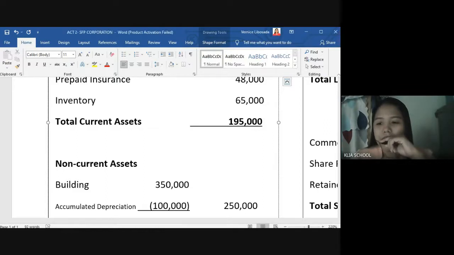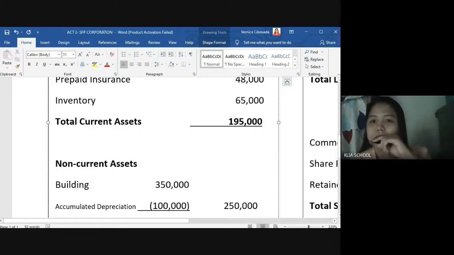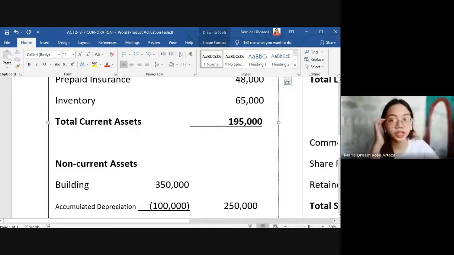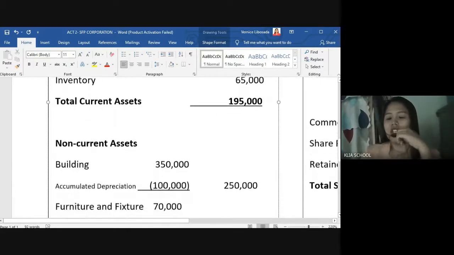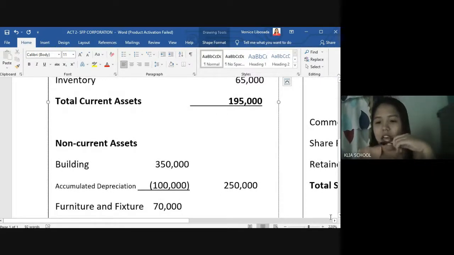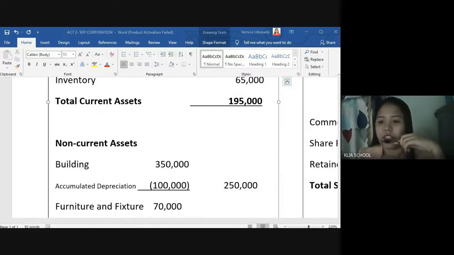Meron pa ba? Dream Rose? Ano po, furniture and fixtures po. 70,000. Okay, furniture and fixtures. Okay, so as you can see there, nasa debit pa rin ang ating furniture and fixtures. So, ang minus lang natin was building and accumulated depreciation. Are you correct to this? Tama po kayo mga anak? Alright. So, yung mga excuse, ako na lang mag-check na sa kanila mamaya. But yung sa inyo, I'll be recording that today.